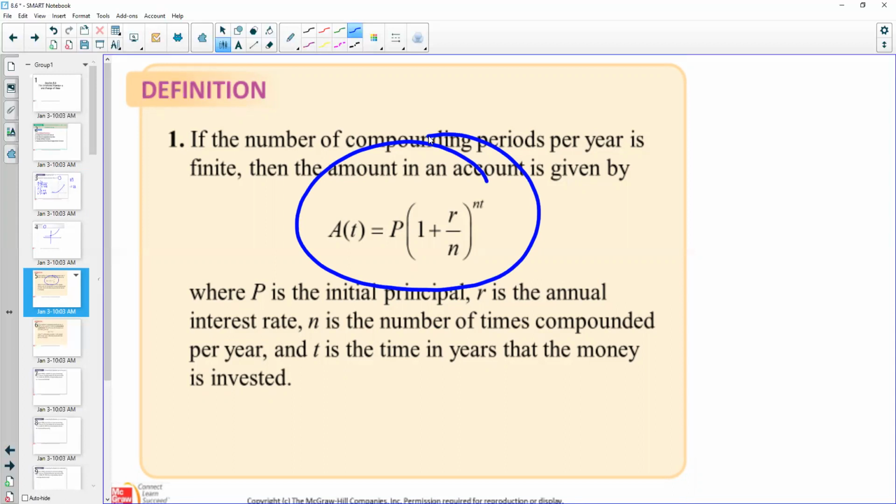In this formula, and this is a formula you need to remember, like the quadratic formula, this is for compounding interest. P is the principal, the amount you start with. R is the rate. That rate should always be a decimal here. N is the number of times it's compounded per year. T is the time in years that you have your money invested for.